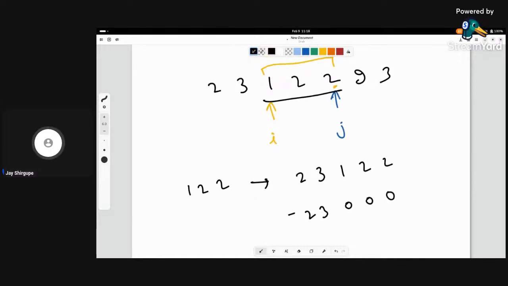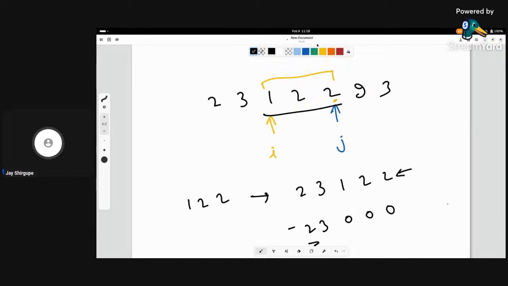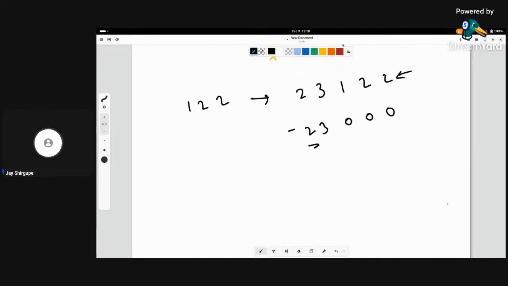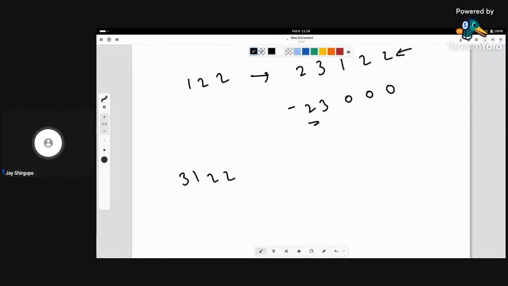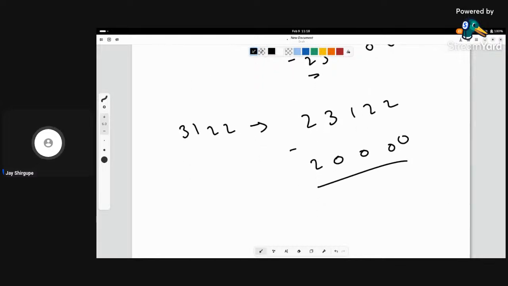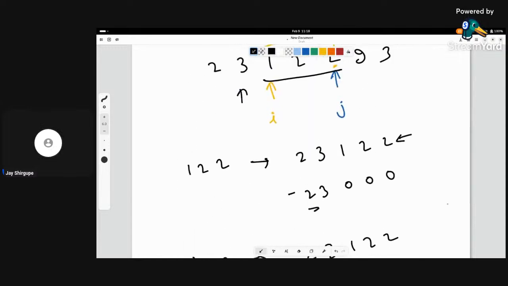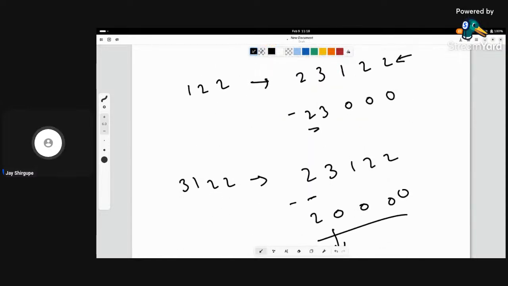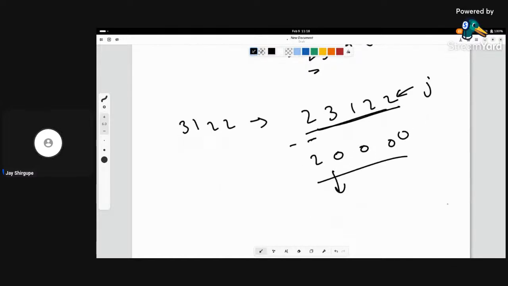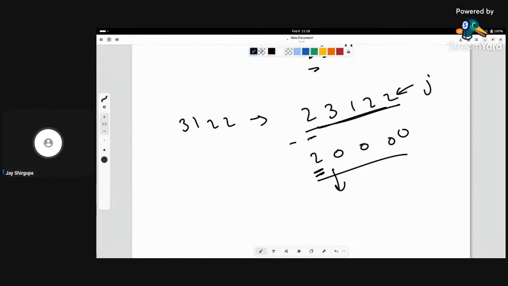Why are we representing this as this number? Because if you look at it now, this will remain constant for all i. So even if you are considering i over here, your number formed would be 3, 1, 2, 2. Even in that case, you would have 2, 3, 1, 2, 2 minus 2, 0, 0, 0, 0. The difference of these would be the number that you are getting. The first number that you're subtracting from is fixed for this j, and the thing that's changing with each i is this number.